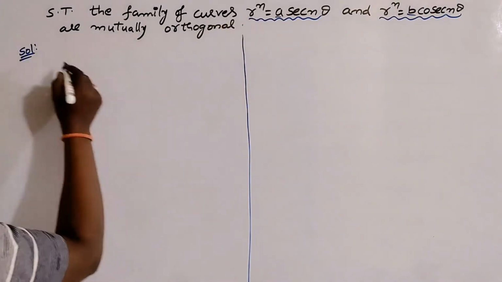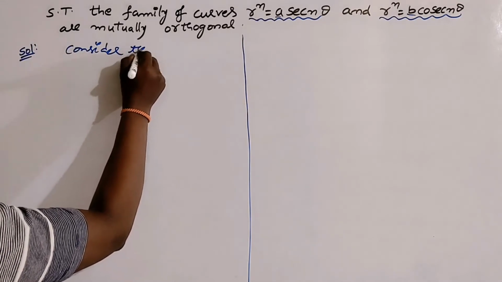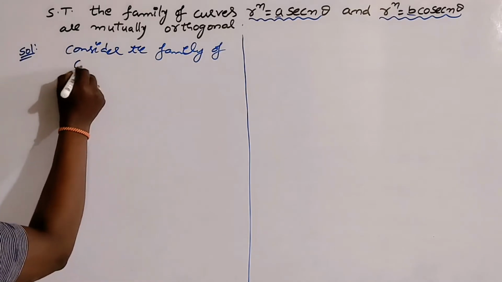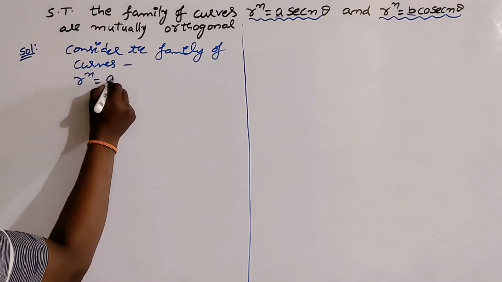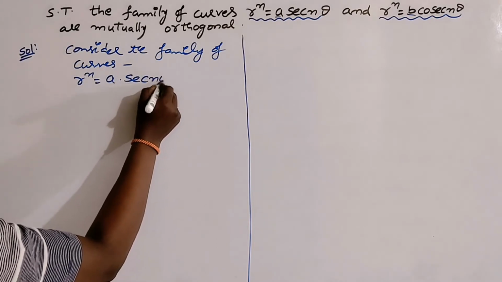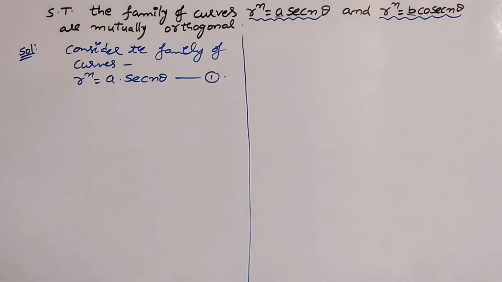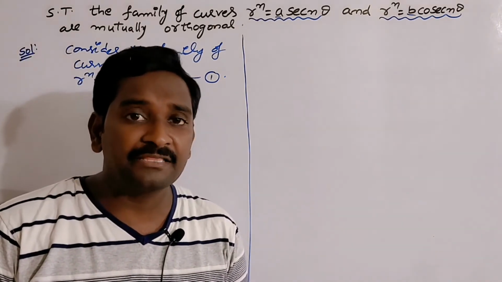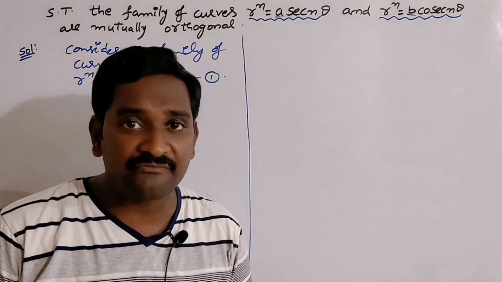First consider this family. Consider the family of curves r^n = a sec nθ. Take it as equation number 1, where a is the parameter. First of all, as usual, I will eliminate the parameter a by taking the derivative with respect to θ. Automatically you will get the differential equation of the given family.